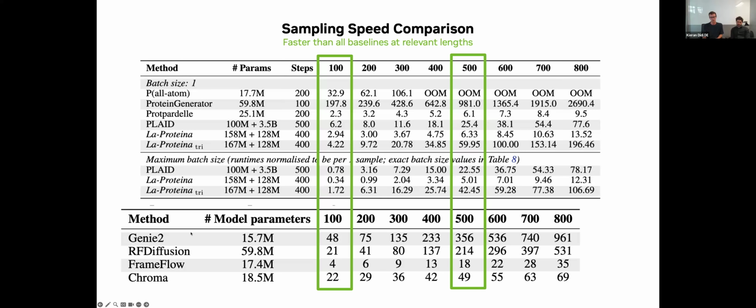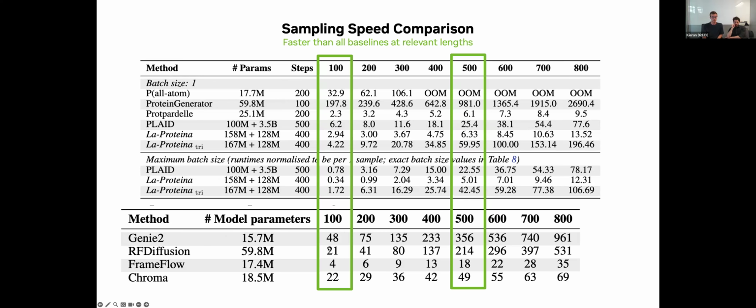On the bottom here, we have 4 baselines of backbone models, like Genie, Artifusion, FrameFlow, and Chroma. Then here we have batch size 1 for a lot of the all atom methods. And then we have maximum batch size. So only, I think, Plate and us actually allow multi-sample, batched inference. So here you can kind of amortize. I think it was an A100 we did this on. So this runtime is normalized per sample.